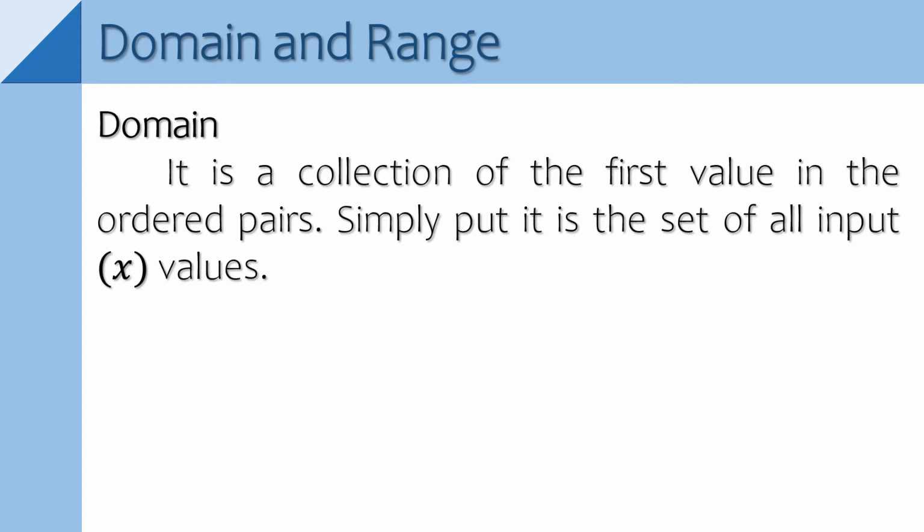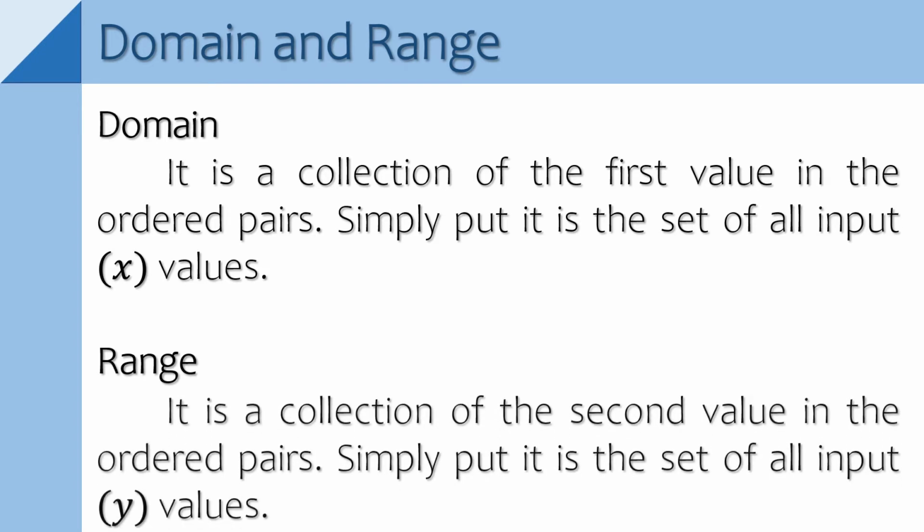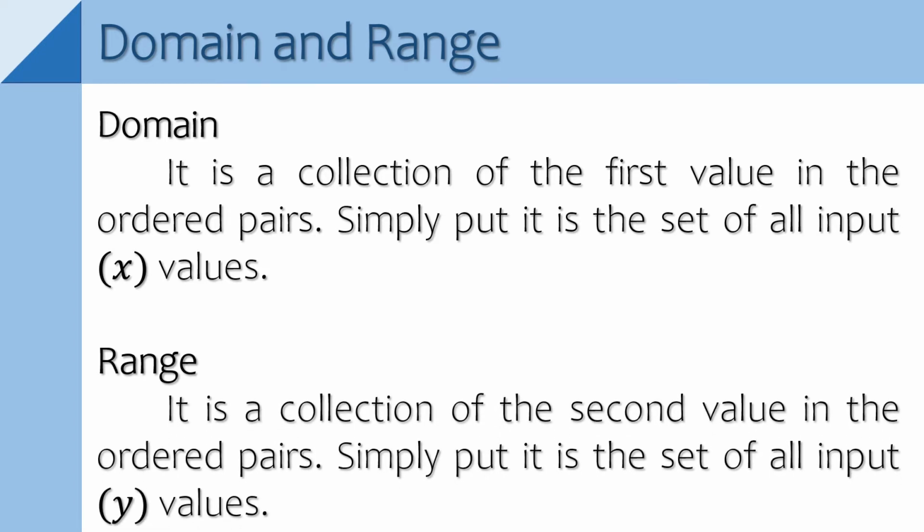So the domain is the x values in the ordered pair, or the first value in the ordered pair. While the range is the collection of the second values in the ordered pair. Simply put, it is the set of all output y values. So if the domain is x, the range is y.